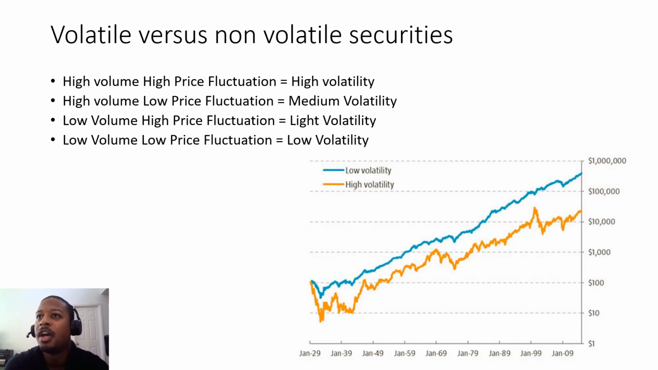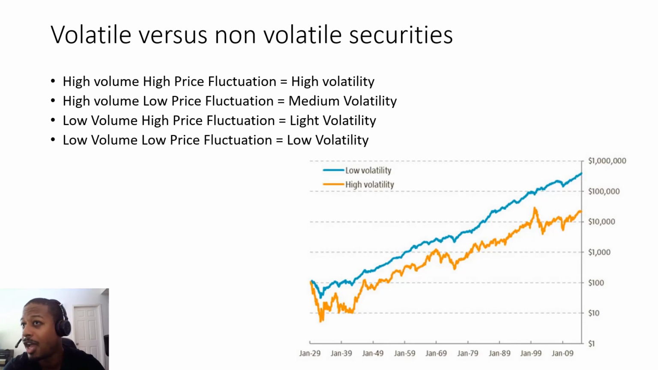Then there's low volume with high price fluctuation, where you might see a stock just jump right up, but it is barely trading. That's like a light volatile stock. There's not many people trading it, but the price just went up for some reason. That happens sometimes as well. Then there's low volume and low price fluctuation, where there's barely anybody trading it and barely any price movement happening with it. That's a low volatility stock.